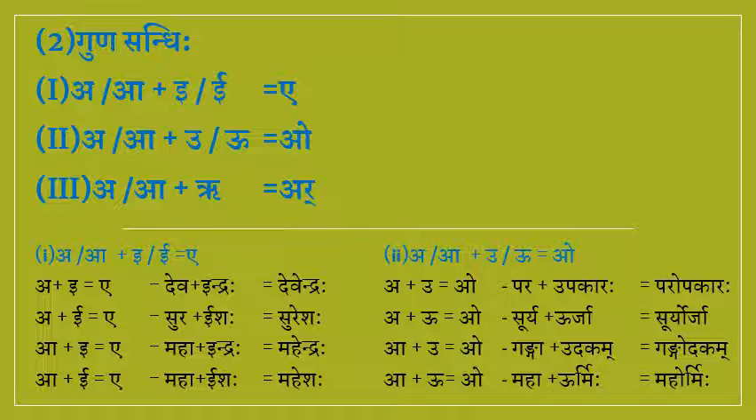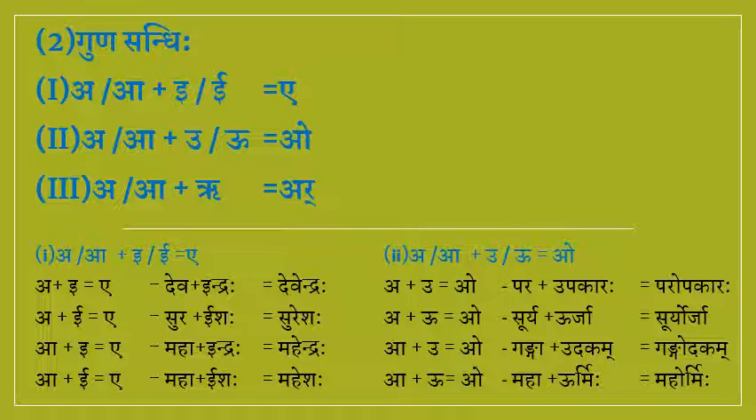In the next combination, the same way, before the plus it should be a or a only. If u or u comes on the right side, it changes into o. For example, Para plus Upakaraha: the word Para ends with a, the second word starts with u, so a plus u changes into o. So Paropakaraha. The same with Surya plus Urja, Suryorja; Ganga plus Udakam, Gangodakam; Maha plus Urmihi, Mahormihi. So everything changes into o.